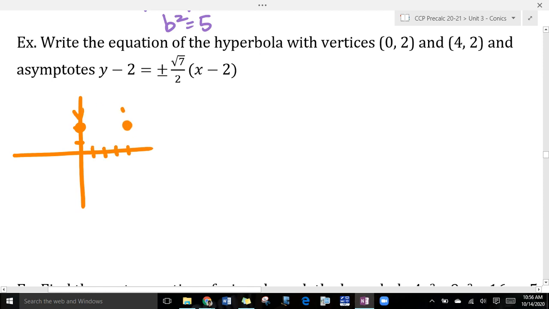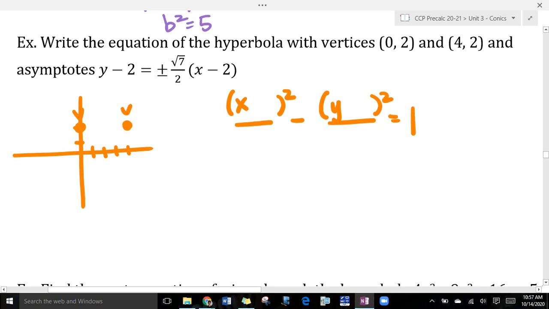Okay, now if these are my two vertices and they're lined up horizontally, that tells me my whole hyperbola is horizontal, right? And if the hyperbola is horizontal, then that tells me that x is coming first, because it's all about what's coming first. So I can go ahead and fill in the basics of my equation, putting x first and y second. Let's see if we can go ahead and find the center.